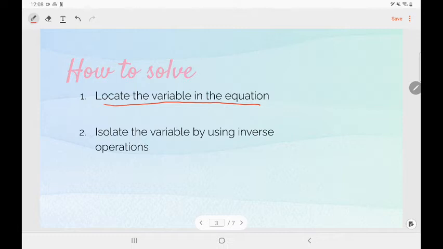Step number 2 is I'm going to isolate the variable by using inverse operations. For example, if there is addition, I'm going to use subtraction. If I see multiplication, I'm going to use division. And those go back and forth either way. Let's go ahead and talk about a few examples.